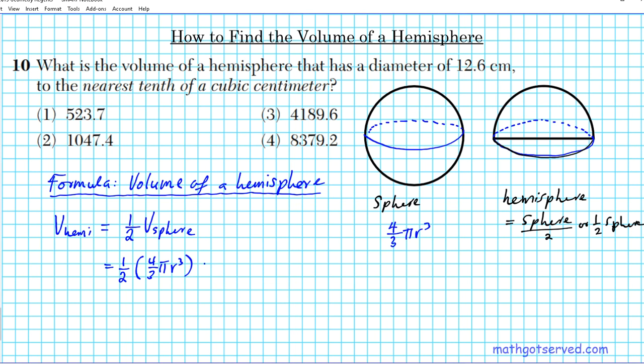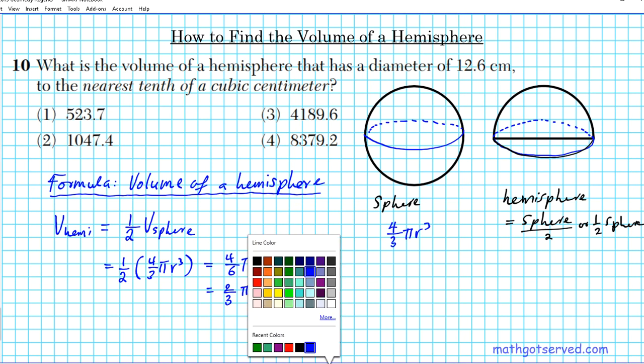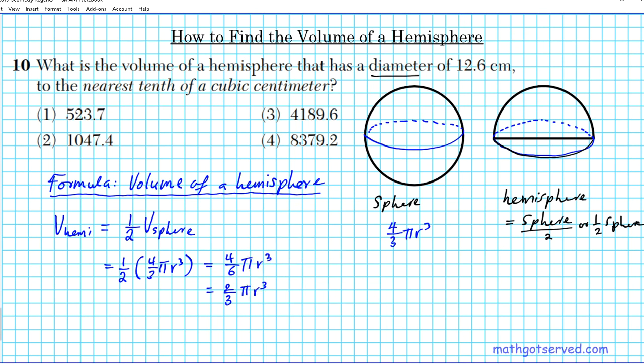And if we simplify that, 2 goes there, 1, 2 goes there, so we can divide it out. Well, let me show you the steps. It's going to be 4/6 pi r cubed, which reduces, divide top and bottom by 2. If you divide top and bottom by 2, you end up with 2/3 pi r cubed for the volume of a hemisphere. In this particular problem, we're given the diameter. This formula asks for the radius, and we know that the radius is equal to the diameter divided by 2. So radius is diameter over 2.